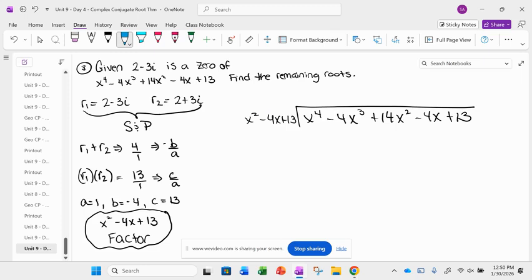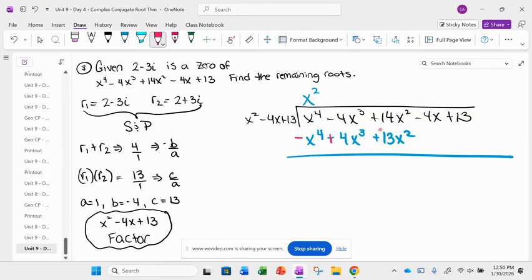And now we divide. x squared times what gives us x to the 4th? X to the 2nd. X to the 2nd times x to the 2nd is x to the 4th. X to the 2nd times negative 4 is a negative 4x cubed. X to the 2nd times 13 is 13x to the 2nd. Because we're subtracting, we have to distribute in and change all of our signs. So the x to the 4th cancels, the 4x cubes cancel, and now I'm left with just x squared minus 4x plus 13. So x squared times a positive 1 will give us x squared. So now we distribute in that positive 1.